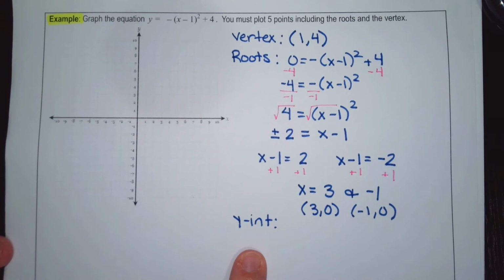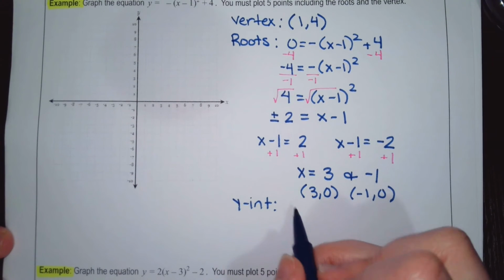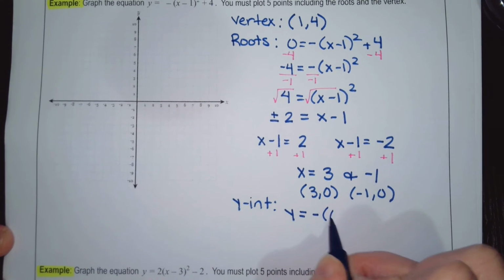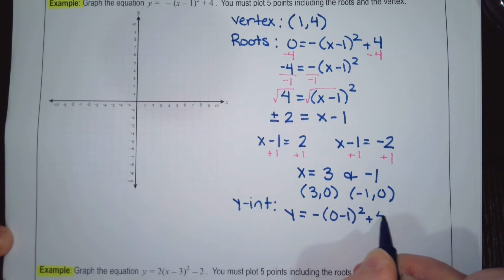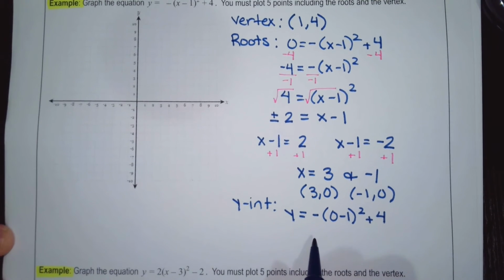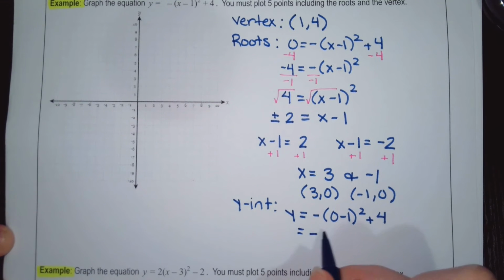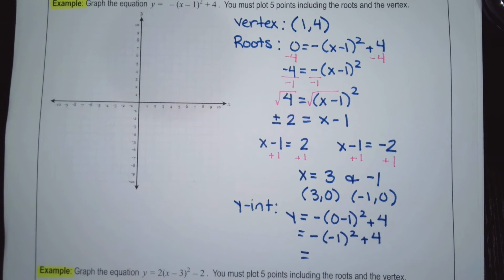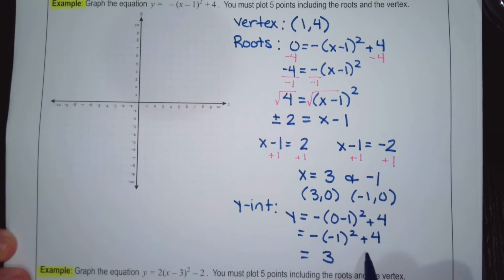Remember, for the y-intercept, we're going to plug 0 into x. So I'm going to scooch this up so you're not going to see it, but if you printed these out, you'll see it on your end. So y is equal to negative (0 minus 1) squared plus 4. I like to do a little bit of simplifying before I plug this into my calculator. So this is going to be negative (negative 1) squared plus 4. So now I'm going to plug that whole thing into my calculator, parentheses and all, and we end up with 3. So my y-intercept is at (0, 3).